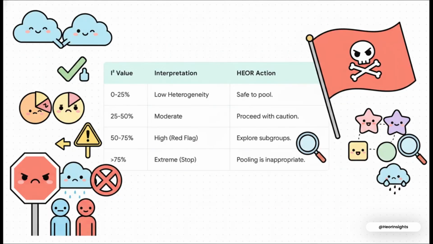The I-squared statistic is a critical measure you must check. It quantifies the amount of heterogeneity, or inconsistency, among the studies. A value below 25% suggests low heterogeneity, meaning you can use the pooled result with confidence. But a value between 50 and 75% is a red flag, signaling high heterogeneity that needs to be explored. If I-squared is above 75%, it suggests pooling the data is likely inappropriate because the studies are just too different.